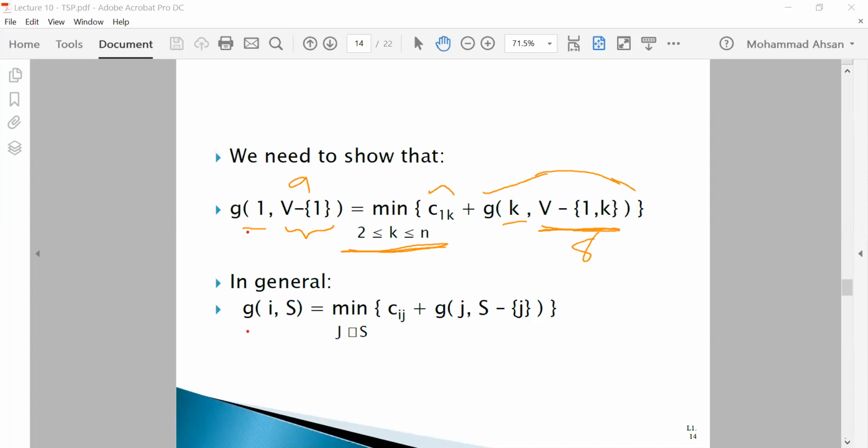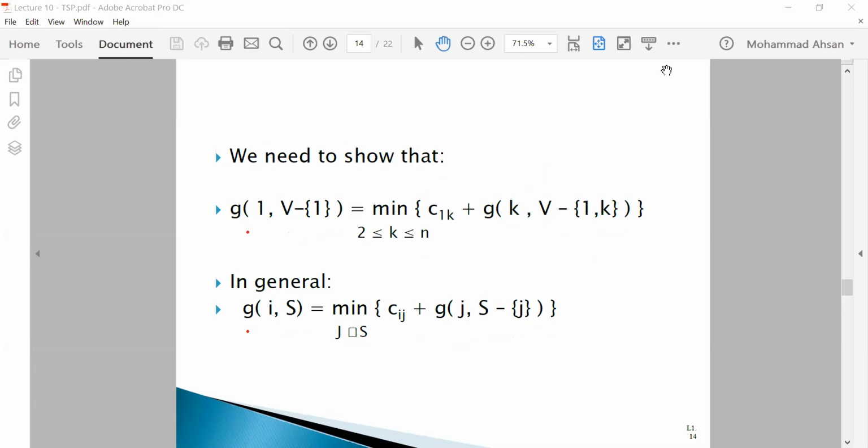So in general, when you are at I and you have to go through intermediate vertices S, you have to find the minimum of all these possible values of the cost of going from I to J and the cost of going from J through all the intermediate vertices except J. Okay.